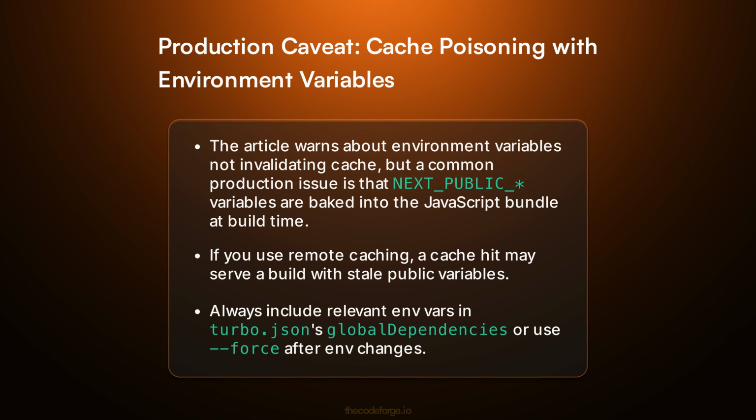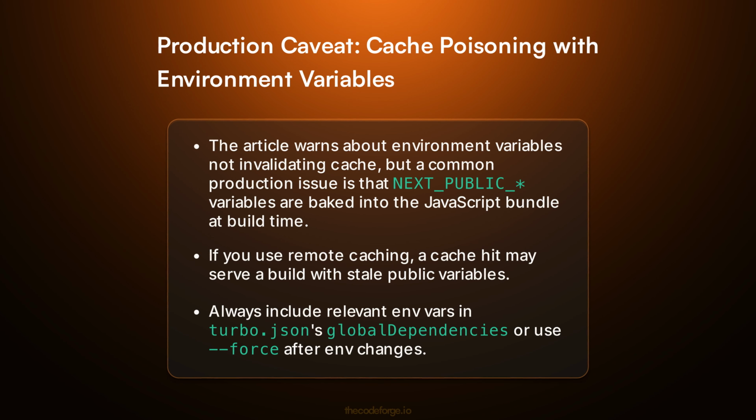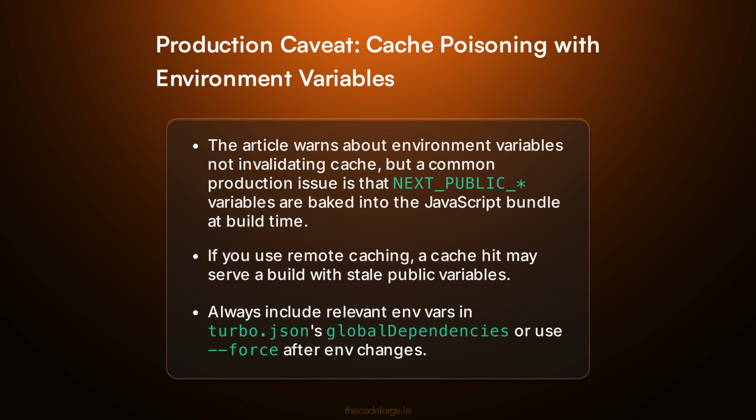The article warns about environment variables not invalidating cache, but a common production issue is that NEXT_PUBLIC variables are baked into the JavaScript bundle at build time. If you use remote caching, a cache hit may serve a build with stale public variables. Always include relevant env vars in turbo.json's global dependencies or use force after env changes.